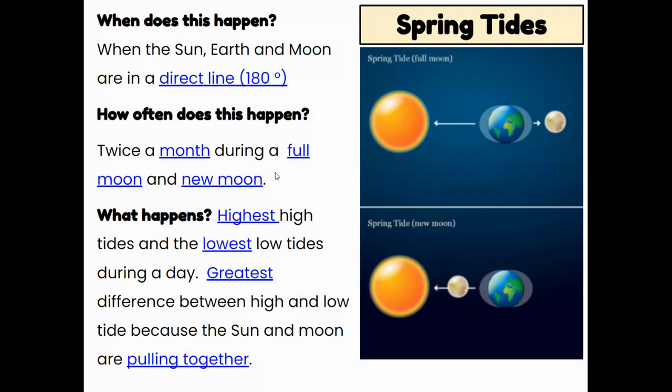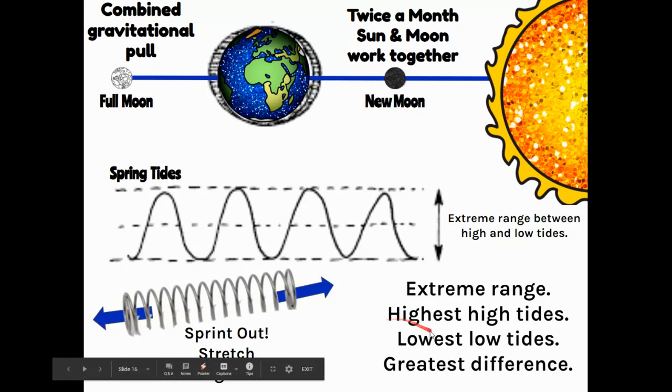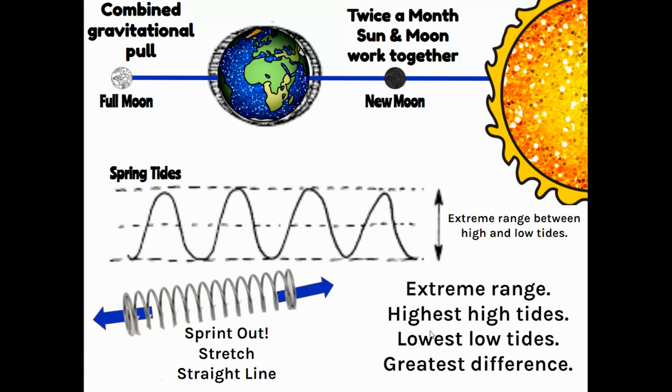So you're going to get the greatest difference between high and low tides because the sun and the moon are working together. They're really, really pulling the waters for the high tides. And if you're really pulling the waters for the high tides, then it means the water that's left in the locations where it's low tide is lower. So you get highest high tides, lowest low tides, greatest difference, greatest tidal range during a spring tide. So twice a month this occurs. So combined gravitational pull, twice a month, the sun and the moon work together. And think of a spring, like they spring out, like the high tides are super, super, super high.